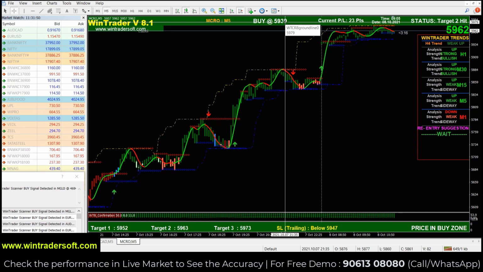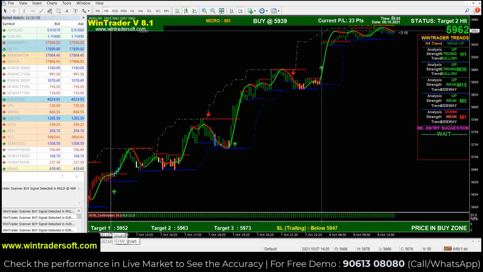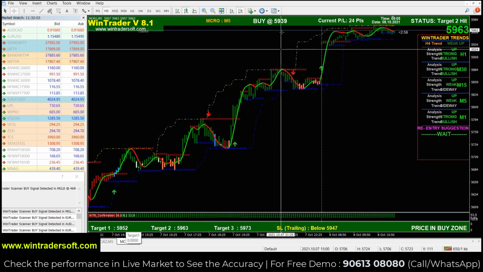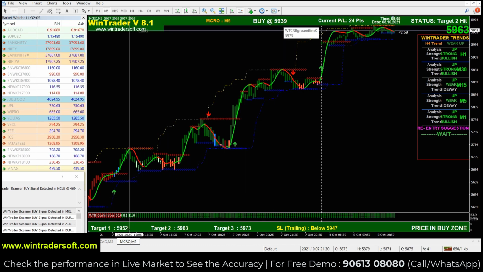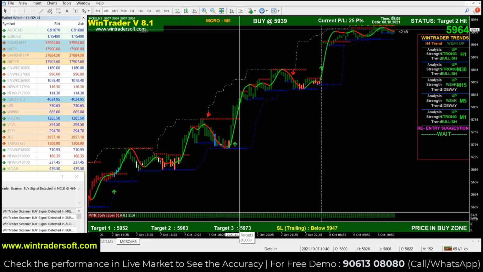If you enter the trade at 5939, the target, the exit price, you will get from the software itself. There are 3 targets: target 1, target 2, target 3. The first target is 5952, which means from 5939 it's almost 13 points of difference. The second target is 5963, almost 23 points different. And the third target is 5973. You get these 3 targets, and along with them we are giving stop loss and trailing stop loss.